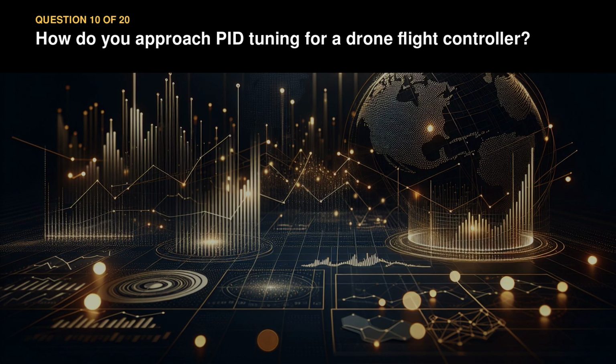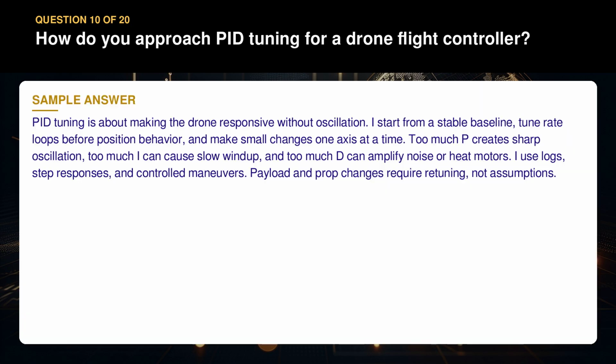Question 10. How do you approach PID tuning for a drone flight controller? PID tuning is about making the drone responsive without oscillation. I start from a stable baseline, tune rate loops before position behavior, and make small changes one axis at a time. Too much P creates sharp oscillation, too much I can cause slow windup, and too much D can amplify noise or heat motors. I use logs, step responses, and controlled maneuvers.